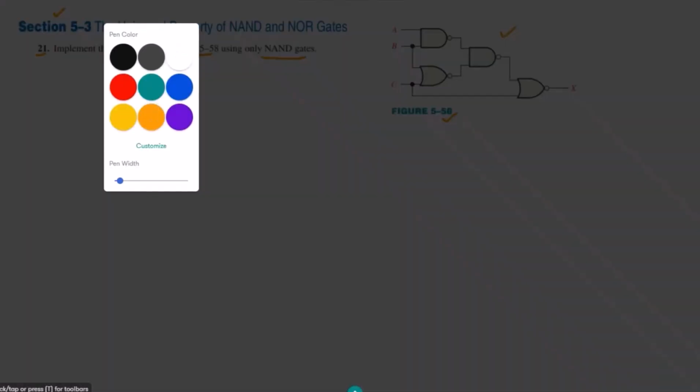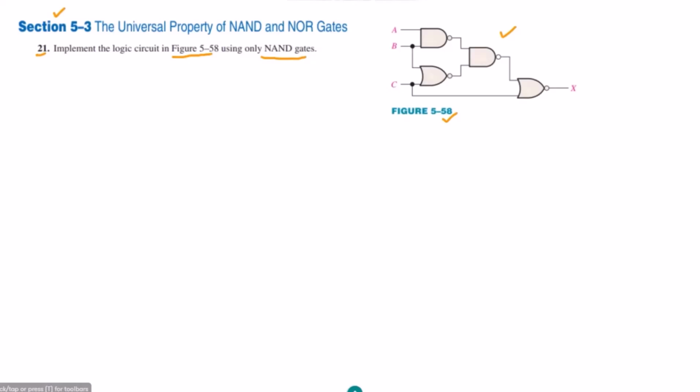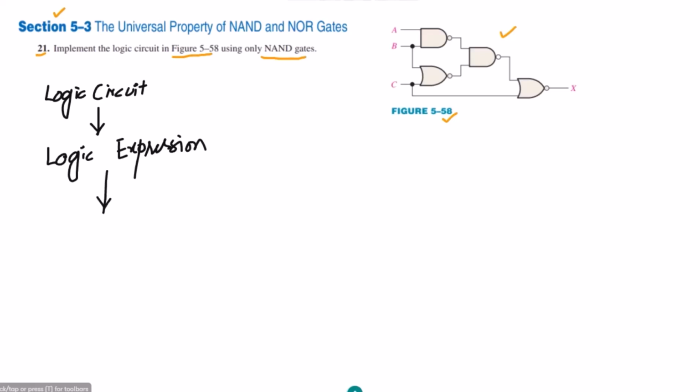Okay, so first of all, what we have to do initially, we will have the logic circuit. From this logic circuit, we have to find the logic expression, and from this logic expression we will have to implement it by using the NAND gate. Okay, so it would be our strategy here.